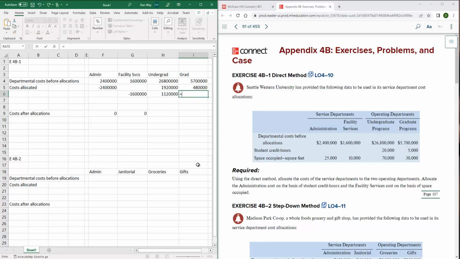Okay. Same idea for the grad programs. I could plug the difference since I only have two departments if I wanted, but just to stay in the habit and make sure we're clear on how these calculations are done, let's be thorough. 1,600,000 is the total cost to be allocated, and I'm going to multiply that by the relative portion of square footage used by the grad programs. So that's 30,000 in that case, divided by, again, the total just across the operating departments, 70,000 plus 30,000.